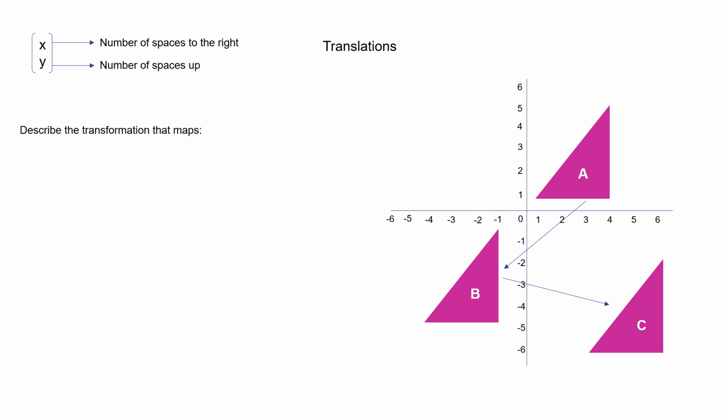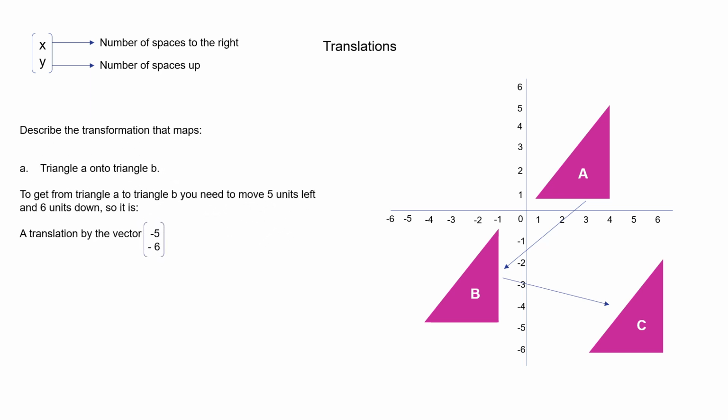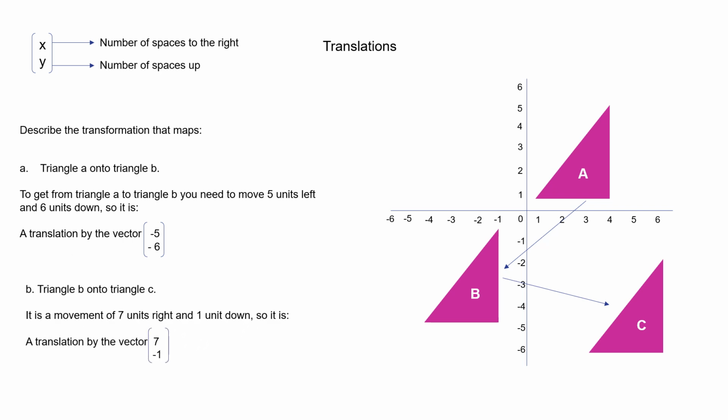Let's look at an example. Describe the transformation that maps triangle A onto triangle B. To get from triangle A to triangle B, you need to move 5 units left and 6 units down, so it is a translation by the vector (-5, -6). Describe the transformation that maps triangle B onto triangle C. It's a movement of 7 units right and 1 unit down, so it is a translation by the vector (7, -1).